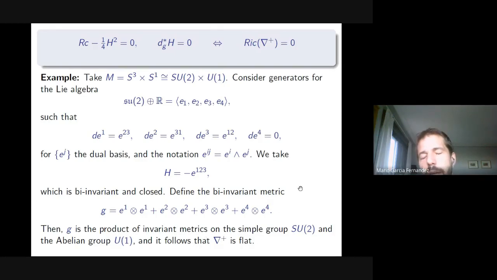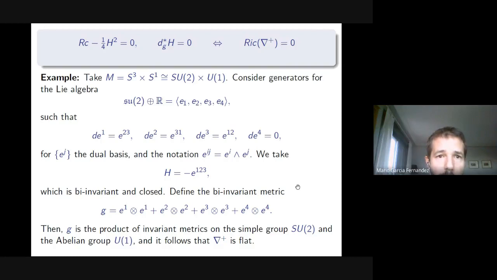So this is a general fact about simple Lie groups endowed with invariant metrics and this nabla plus connection. We have seen that there are very simple four-manifolds for which we have stationary solutions of generalized Ricci flow, and not stationary solutions of Ricci flow.